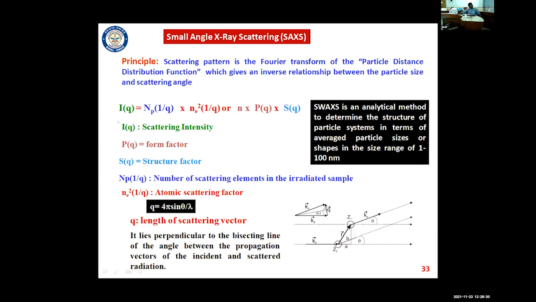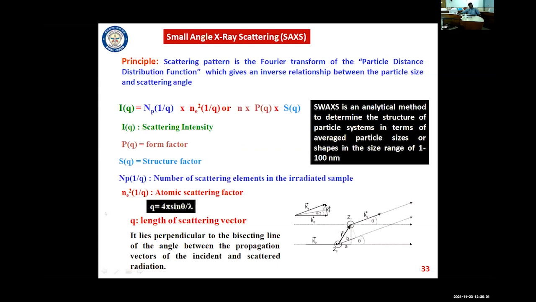Especially in small angle X-ray scattering, we talk about the form factor, but in the case of X-ray diffraction, we talk about the structure factor. The structure factor comes whenever the particles are very close, like the atomic arrangement of atoms in metals. The form factor results whenever the particles are actually far away from each other. Now I will explain in detail in my next slide.